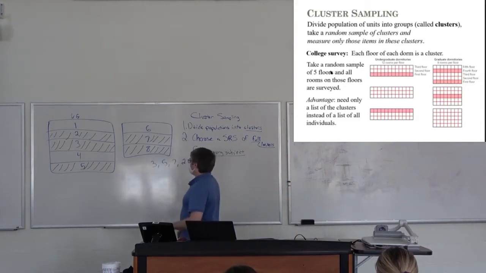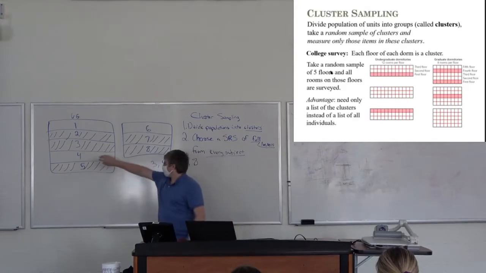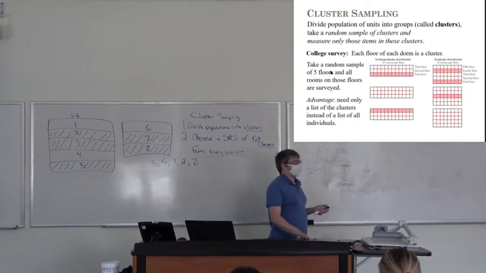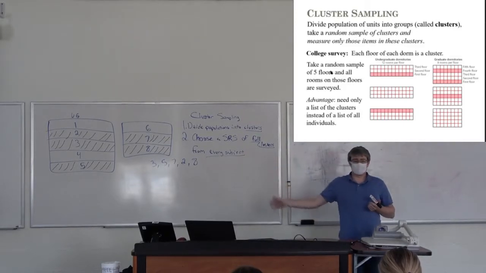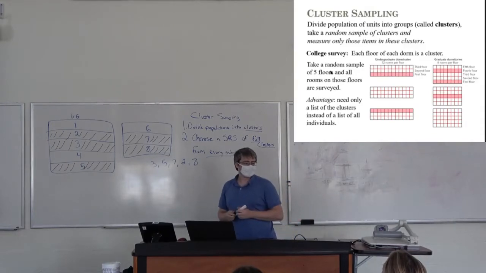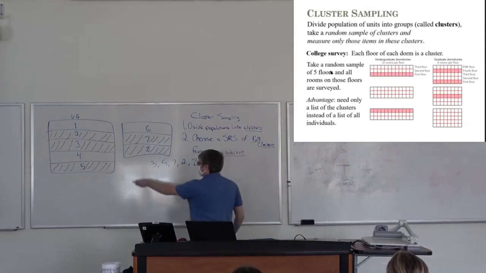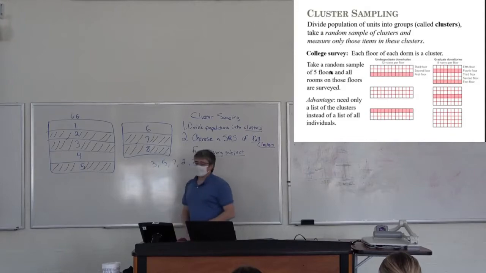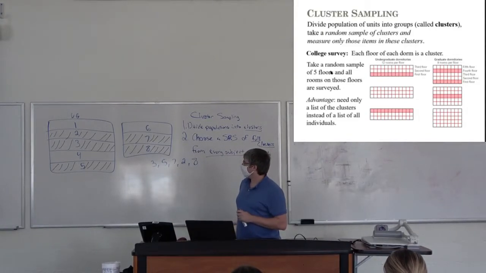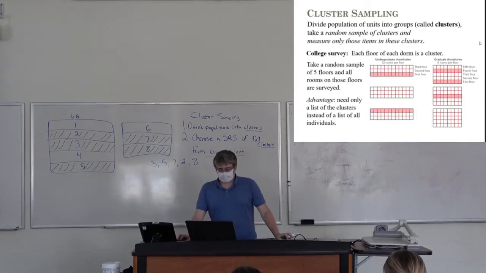But suppose I'm trying to understand something about the football team, and all the football team players live on the 4th floor. Do you think I'm going to get a representation of what the football team thinks with this sample? No. And why is that? That's right, because I'm not sampling that particular point. Now, if I were to do stratified sampling, I'd have a much better shot at capturing that. But cluster saves time. Does that make sense?